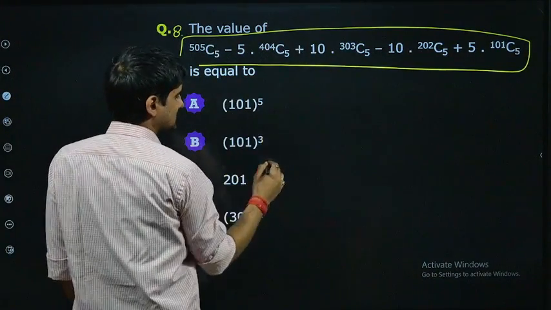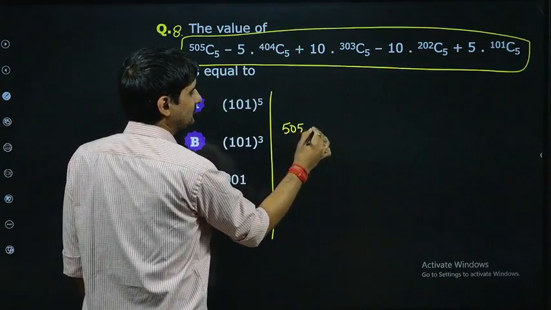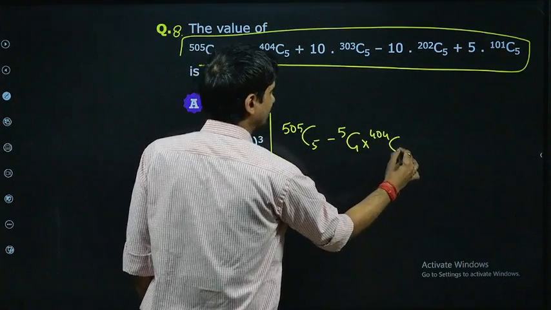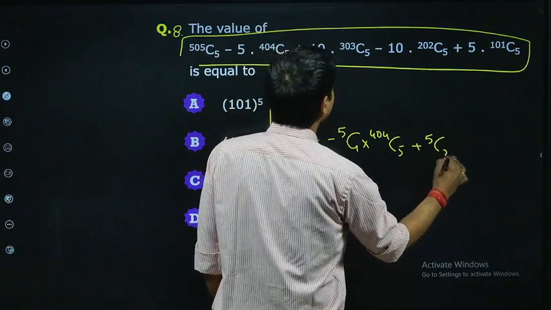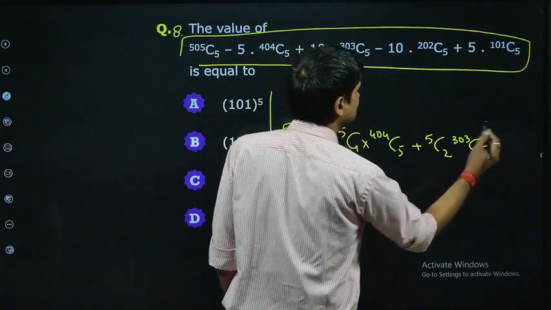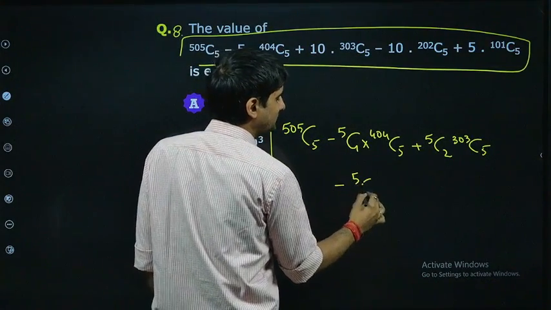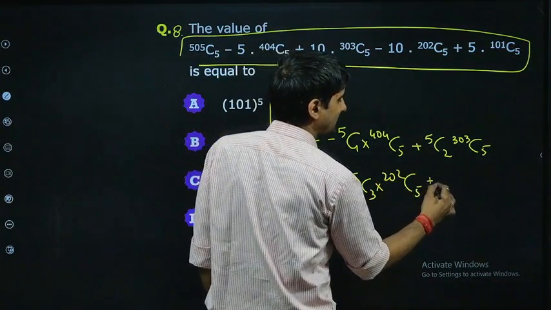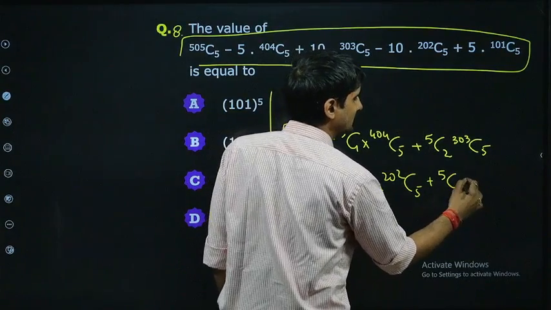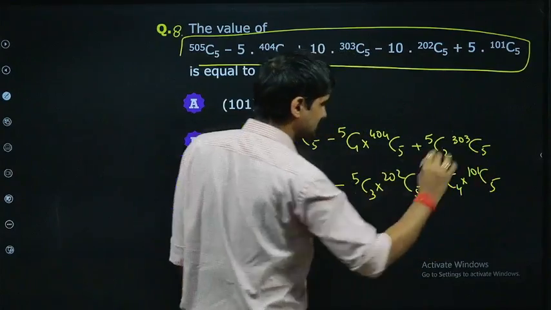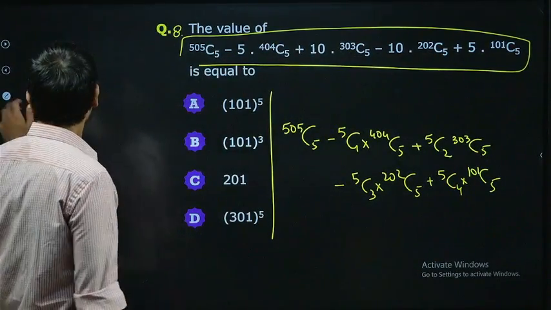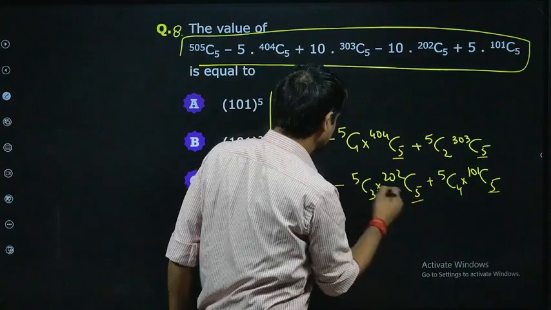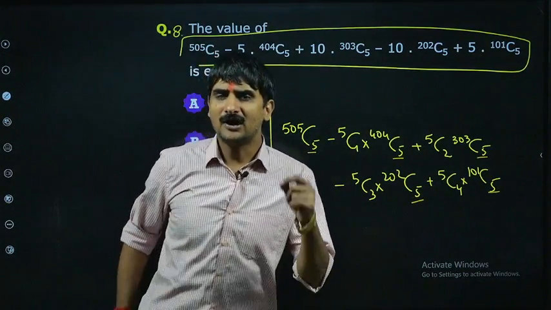See, I will write it as 505C5 minus 5C1 into 404C5 plus 10 is 5C2. That's how I solved this question when I got it as a doubt. 5C3, which is again the same as 5C2, which is 10, into 202C5 plus 5C4, which is the same as 5C1, which is 5, into 101C5, that's it. Now see, whenever I get such a type of question, and the subscripts in these cases, as we can see, don't change. So how do I start thinking?